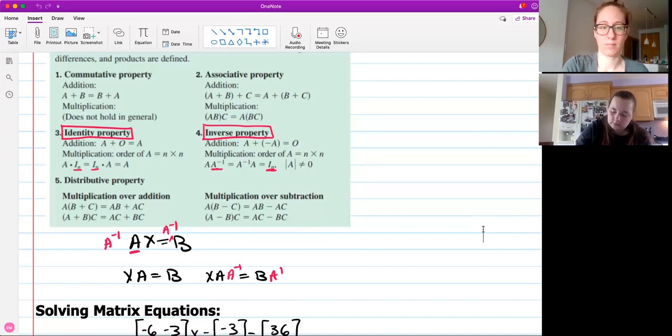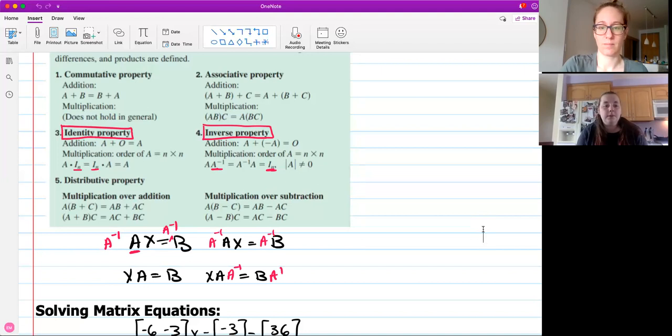So let's see, here we would have AX equals B, and A inverse would be on the left side. On your homework tonight, I believe that all of your matrices will be on the left side of X. So just put all of your inverse matrices on the left side of whatever you're doing on the other side.